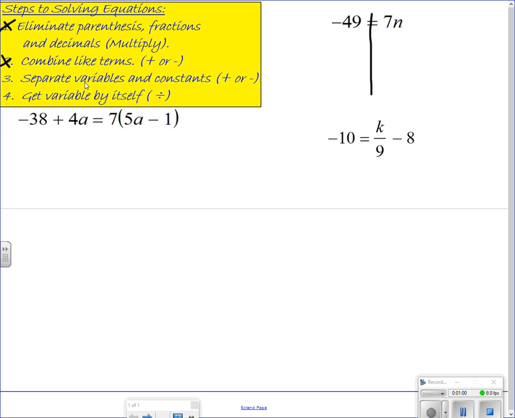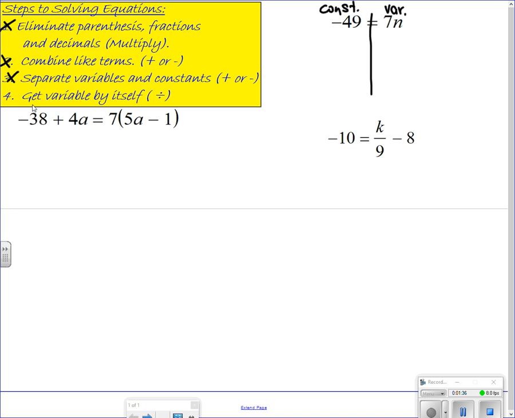Number three is separate variables and constants. Variable means the letters, and constant means numbers only. Okay, so since the letters are over here, I would like to have variables over here on the right and constants on the left. Now I need to move them. Constant means numbers only. No need to move it. It's in the right place. Variable means the letters. This has a letter. So this is in the right place. No need to move anything. So I'm done with that.